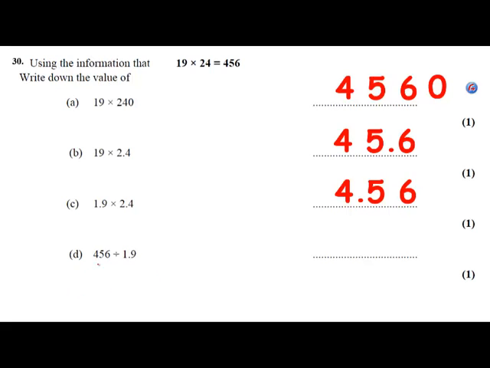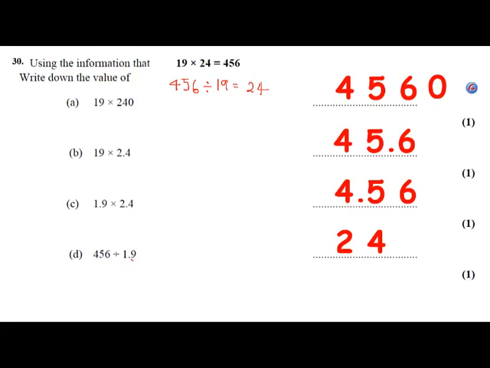If I look at the last question, it is slightly different. It's 456 divided by 1.9. So if I go back to the original question, I have 4, 5, 6 divided by 19. Look at this question here, 456 divided by 19, that's going to give me 24. So in my answer space, I know I'm going to have the digits 2 and 4. I just need to know what difference this 1.9 is going to make.